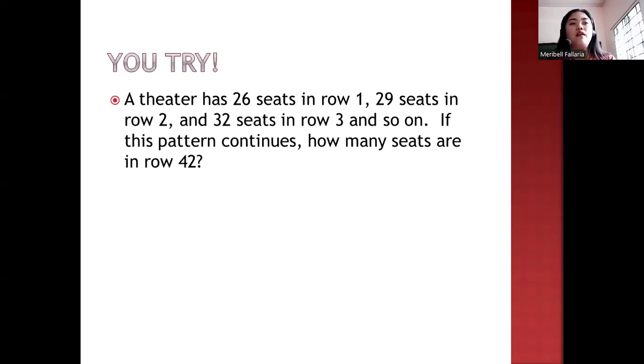You just have the problem in your notebook, copy the problem and then answer, and then I will check that tomorrow. The theater has 26 seats in a row 1, and then 29 seats in row 2, and 32 seats in row 3, and so on. If this pattern continues, how many seats are in row 43?